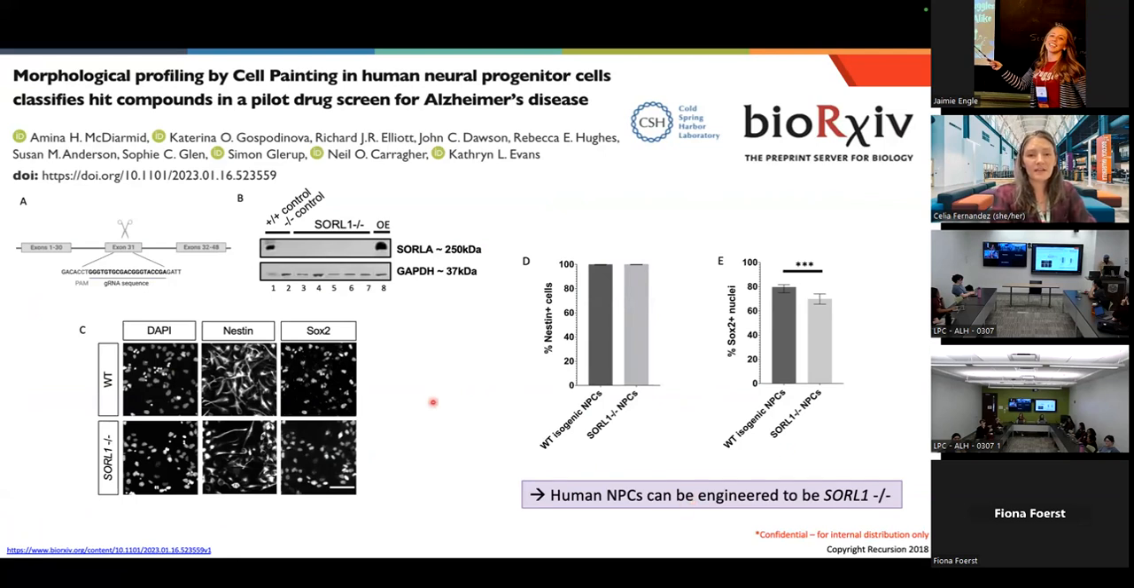So just to start off, they went through and knocked out the sortilin in their neurons, and they just show by Western blot, yes, we knocked it out. This is how they knocked it out in here. They just eliminated this particular sequence.